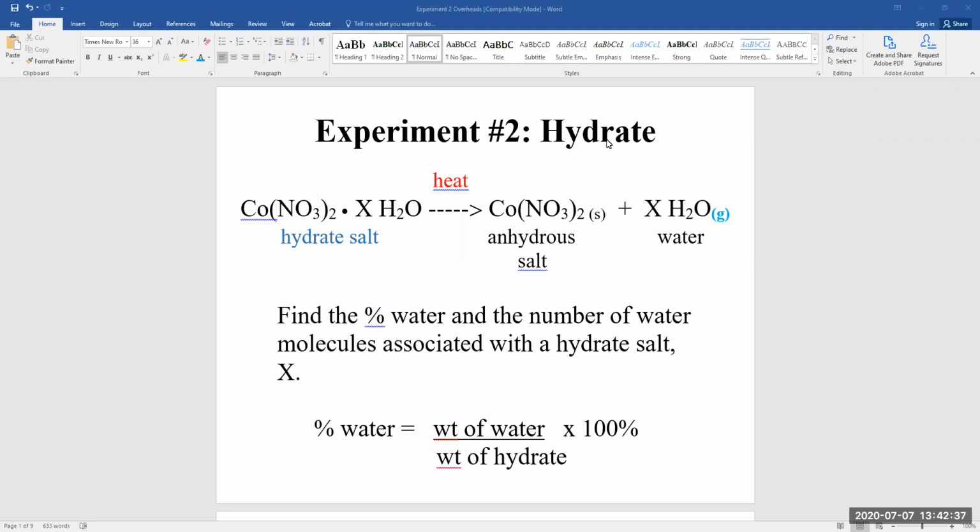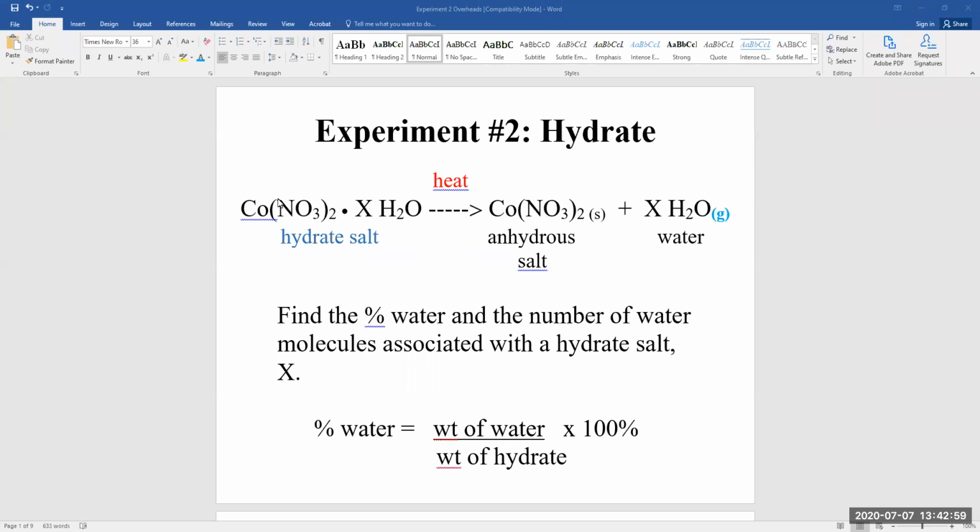In this experiment, what you will be doing is taking a hydrated salt. This is the salt here, and this is the water, which is why it's called the hydrate, and cooking it with a Bunsen burner, heating it up, and that will drive away the water. The water will leave as a gas, and then it will leave just the solid.